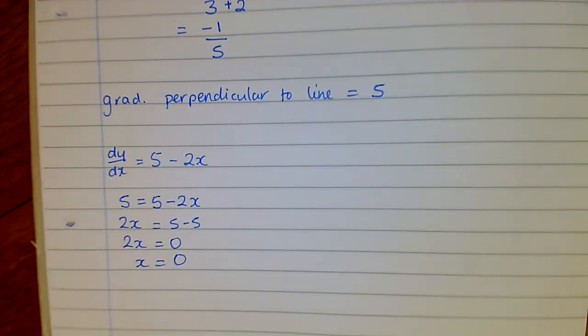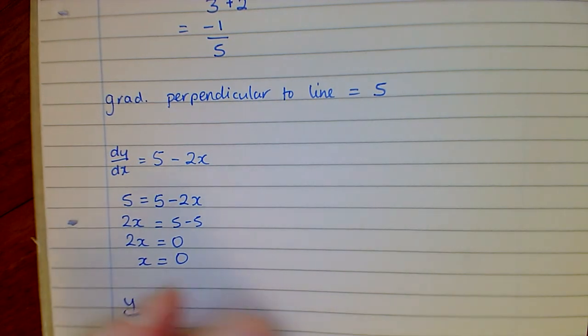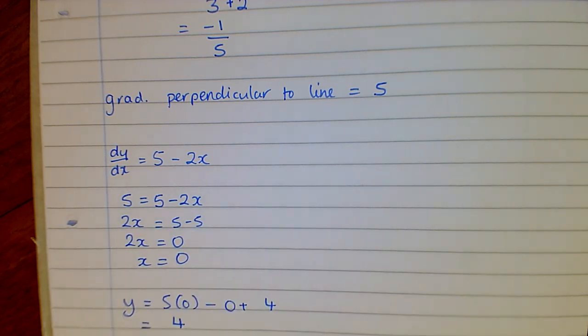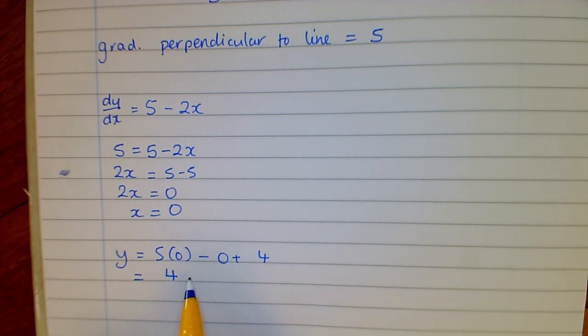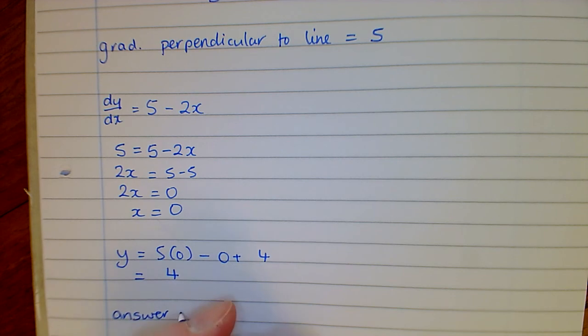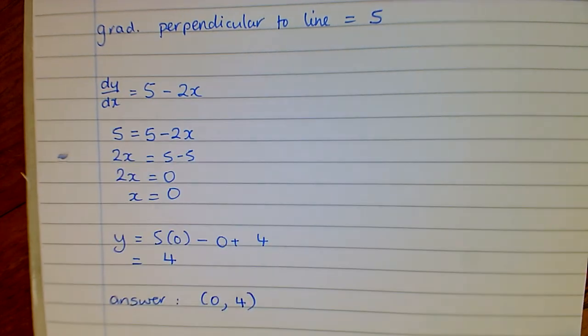And we find that the x value is 0, and then the y value is going to be 5 times 0 minus 0 plus 4, so that's 4. So our answer will be the point 0, 4.